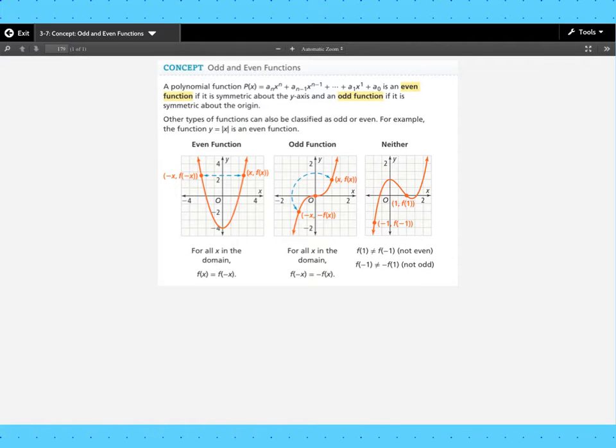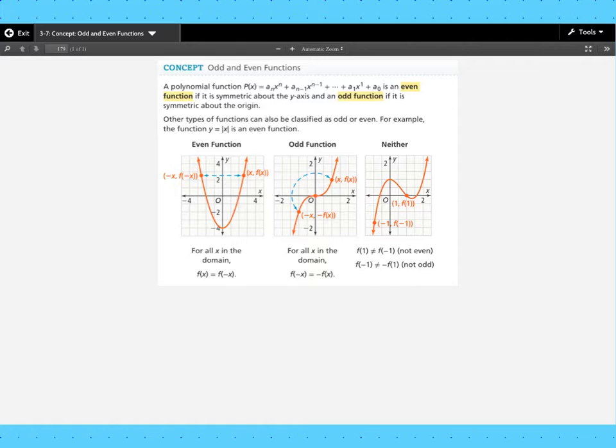Even functions and odd functions. We went through this a little bit in Algebra 1. It's still the same thing. So if the function hugs the y-axis, like in the first diagram, when I do f of x, it's the same result as f of negative x on the same diagram. This function is an even function.